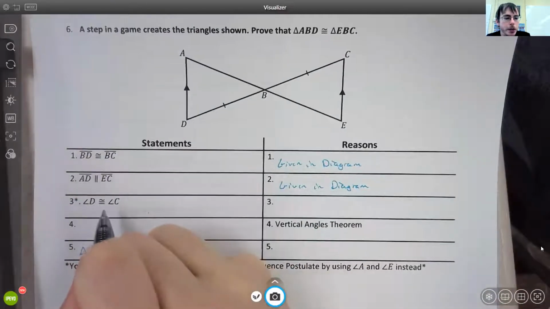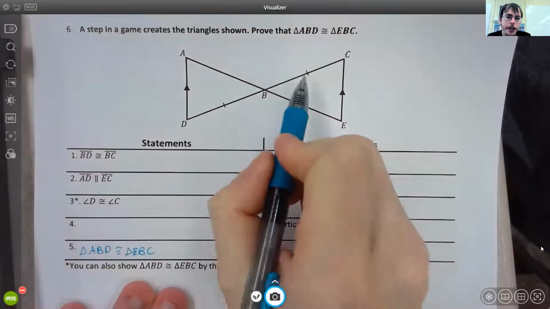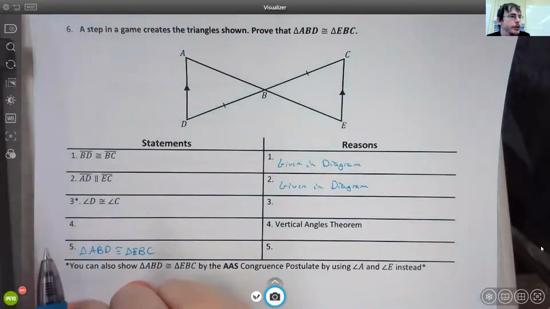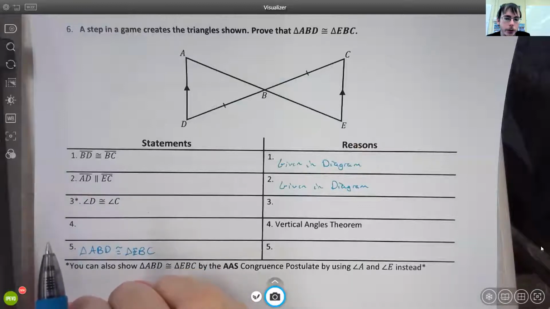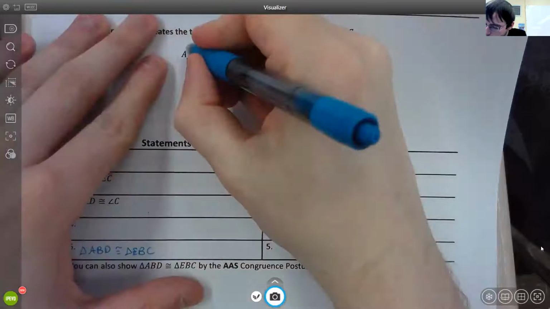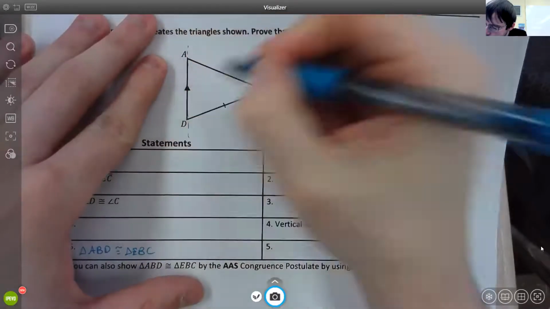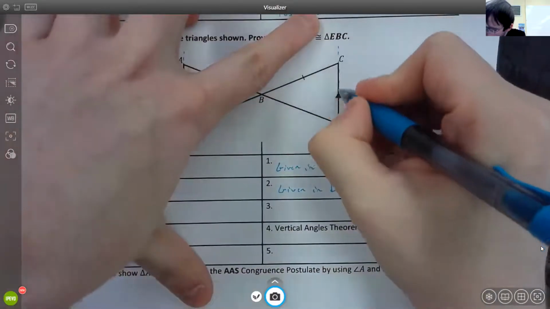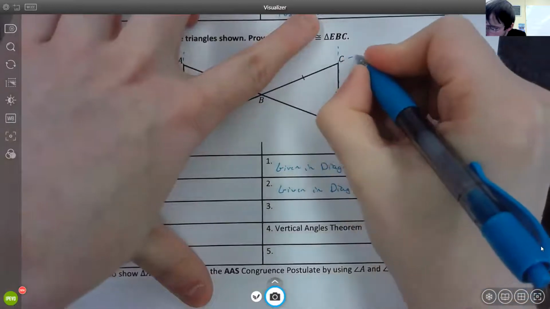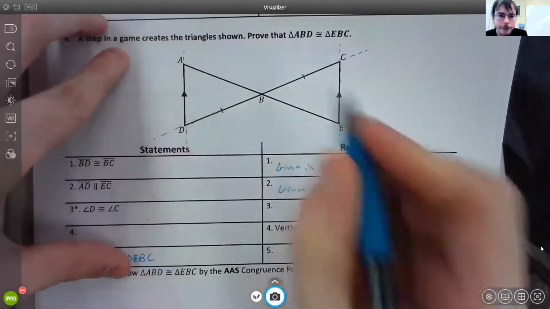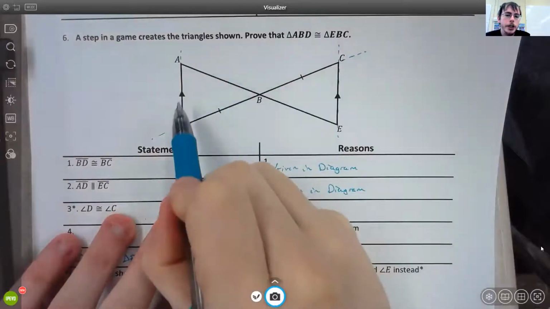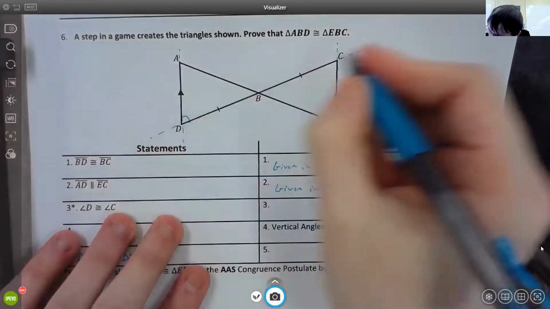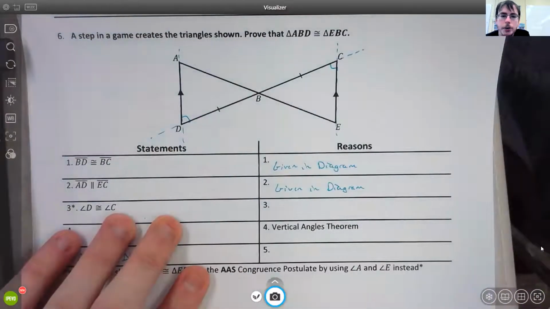Next up, it says angle D is congruent to angle C. Now you'll notice that it doesn't have any congruency markings there. So you need to make sure you understand why these are congruent. Again, we have parallel lines here, and then D and C are attached to this transversal here. So I'm just extending everything out here. If you look here, D is congruent to C, and we have to figure out the reason.